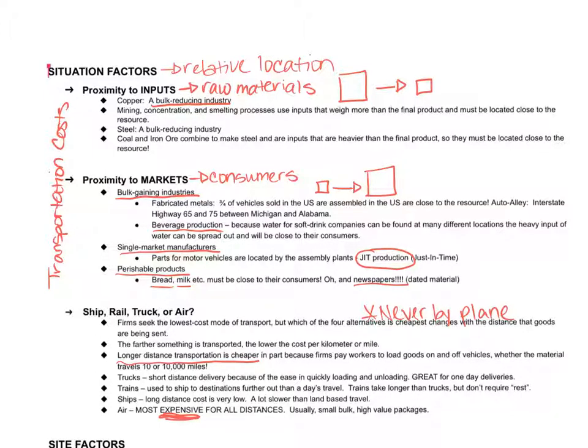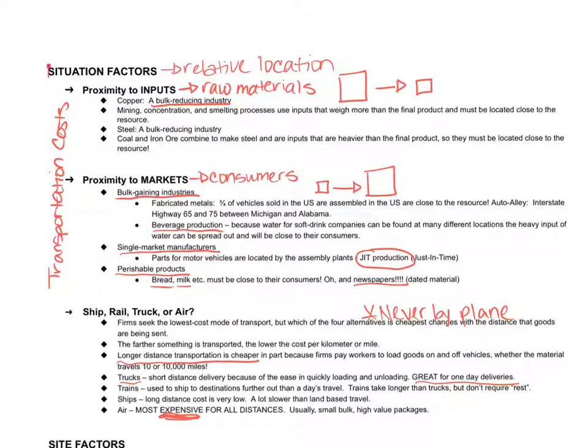Now, why would it come by truck? Trucks are like one-day deliveries, like Dallas to Houston. That would go by truck. Why would it go by train? Train might be like from Dallas to, say, Tennessee. That might go by train.